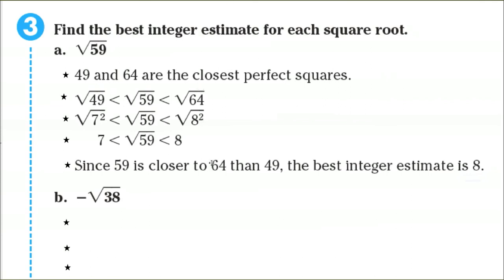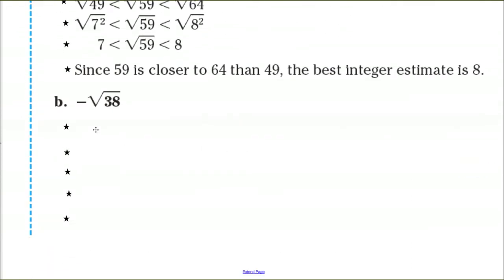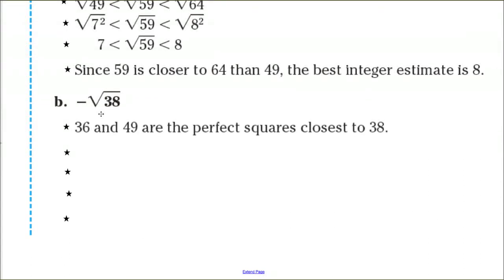Let's consider the next example, negative radical 38. Again, the two square numbers where 38 lies are 36 and 49, and we want the perfect square closest to 38. If you notice, negative radical 38 will lie between negative radical 49 and negative radical 36. Remember, it's a negative number, so as you go to the right, the number becomes greater.